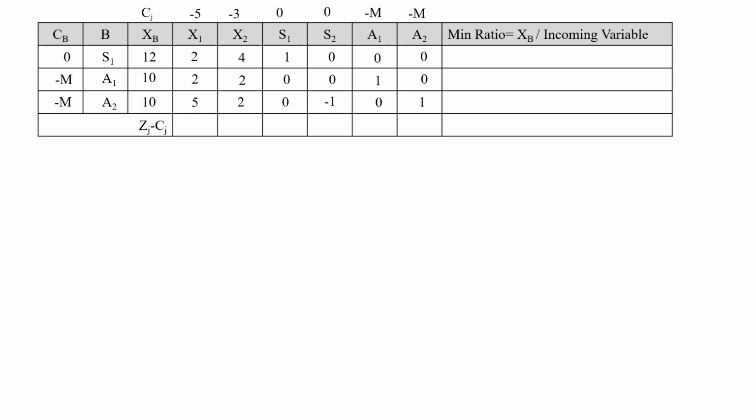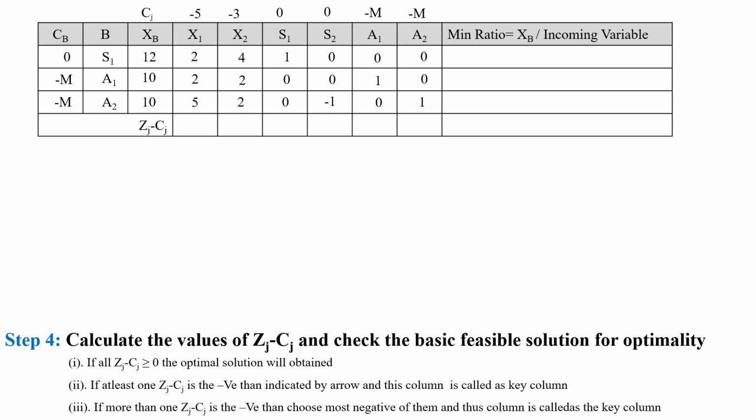This is the initial simplex table. Next, we have to calculate the values of Zj minus Cj and check the basic feasible solution for optimality. If all the Zj minus Cj are equal to or greater than 0, then the optimal solution is obtained. If at least one Zj minus Cj value is negative, indicated by an arrow, the respective column we are calling the key column, and then I have to go for the next iteration.